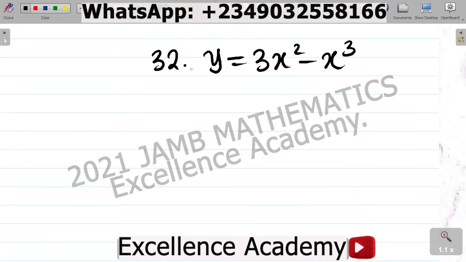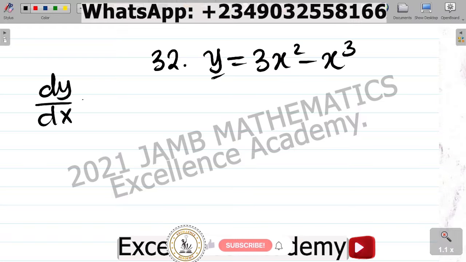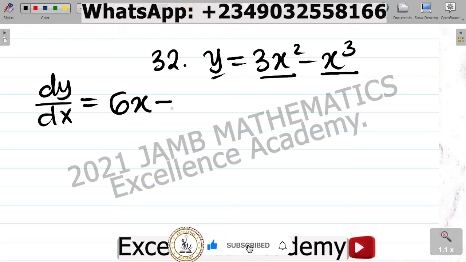This question is under the application of differentiation. The first thing we want to do is differentiate y with respect to x. So you have that dy/dx is equal to 6x minus, differentiating this, 3x squared.